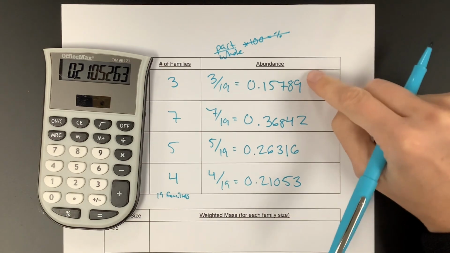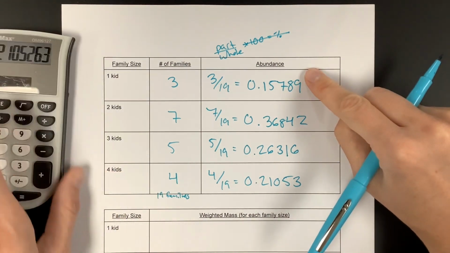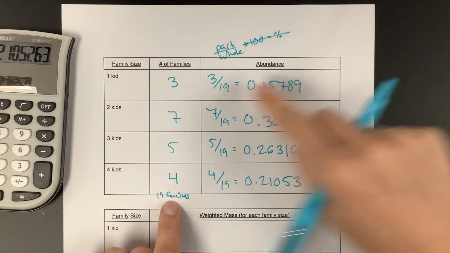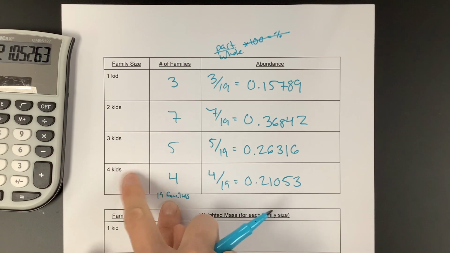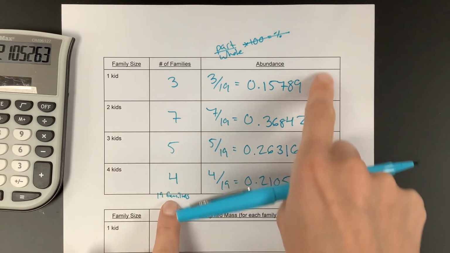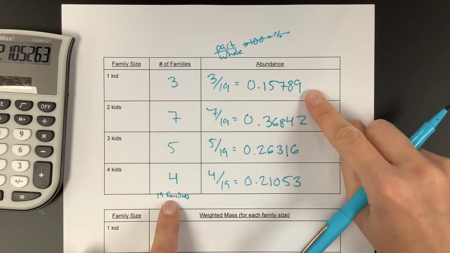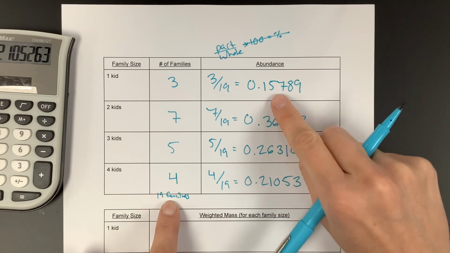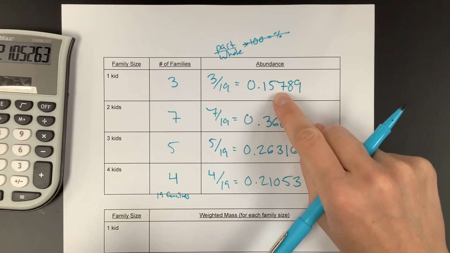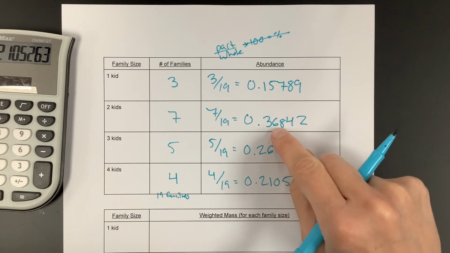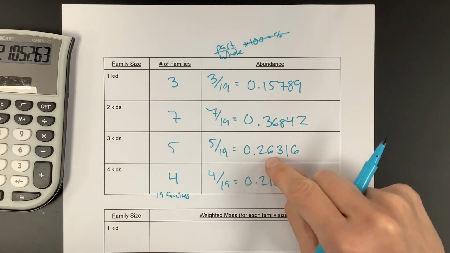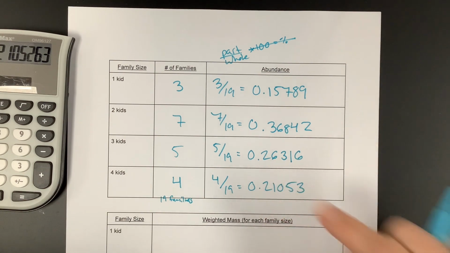So these are essentially our percentages of our total number of families: how many of them have 1 kid, how many have 2 kids, how many have 3 kids, how many have 4 kids. If we multiply by 100, it would be percent. So we could say 15.8% of our families have 1 kid, 36.8% have 2 kids, 26% have 3 kids, and 21% have 4 kids.